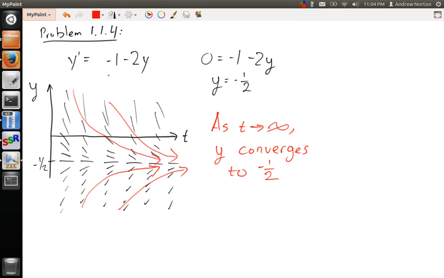Okay, well that's how you solve problem 4 from section 1 of chapter 1 in Boyce and DiPrima.